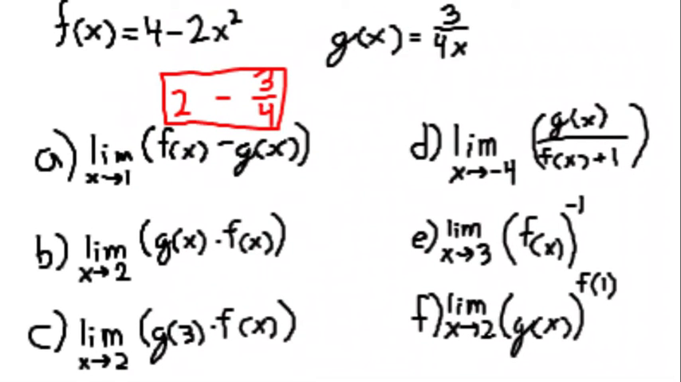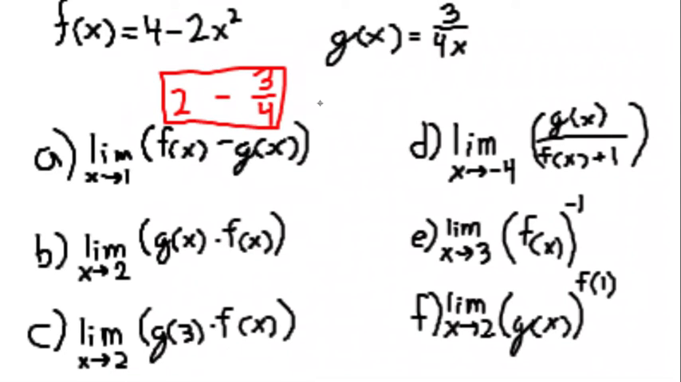Next, find the limit of g of x times f of x as x approaches 2. All right, I hope you found the answer in the following manner. g of x, if we plug in 2 for x over here, we get 3 over 4 times 2, or 3 over 8.